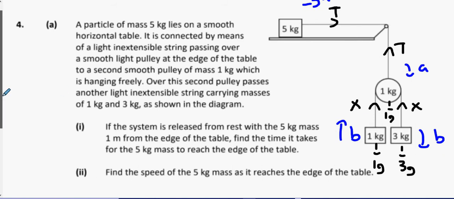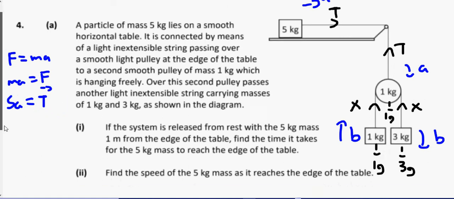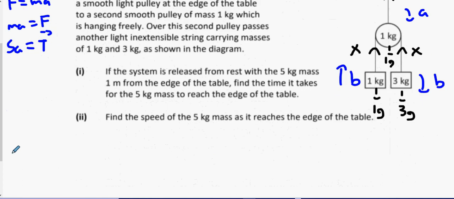Now, we're going to start off nice and easy with some easy marks. Let's start off with the 5 kilogram mass. Well, F equals ma, or ma equals F. 5a equals T. Happy days. That's easy money right there, right? So 5a equals T, and that is the contribution from the 5 kilogram mass.